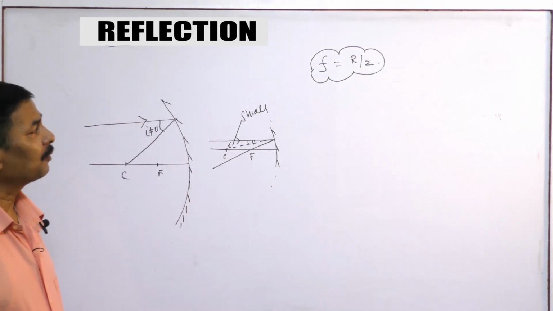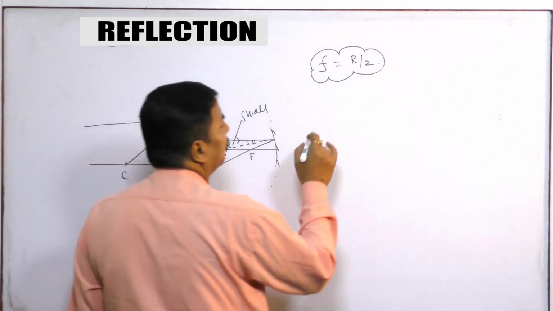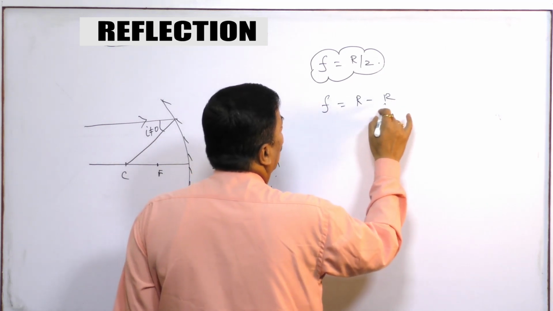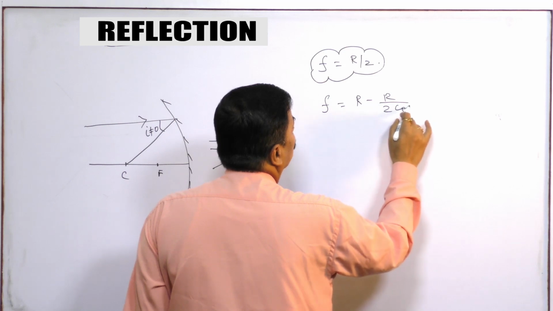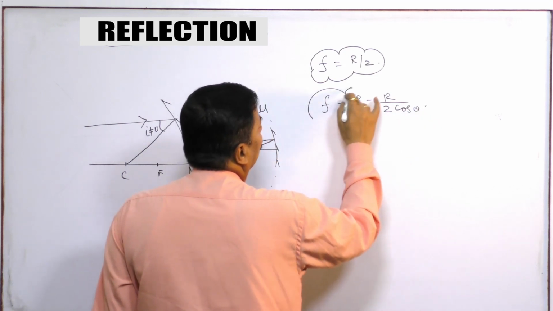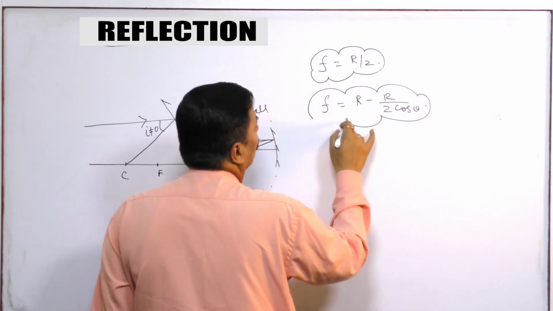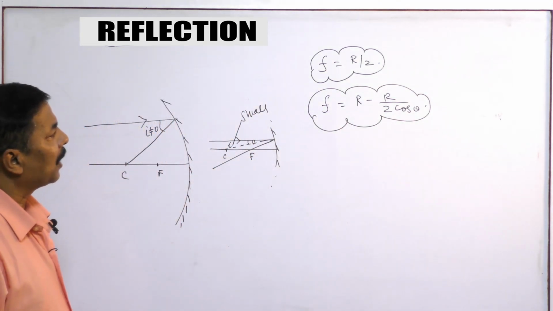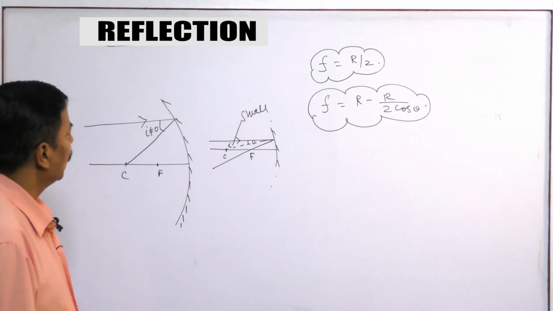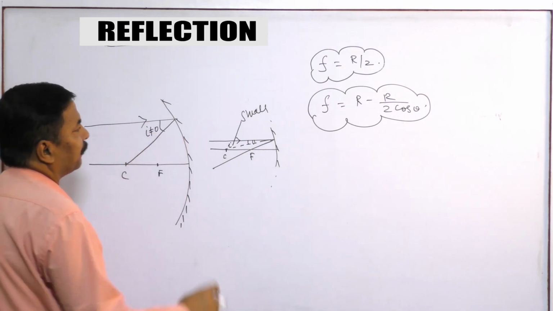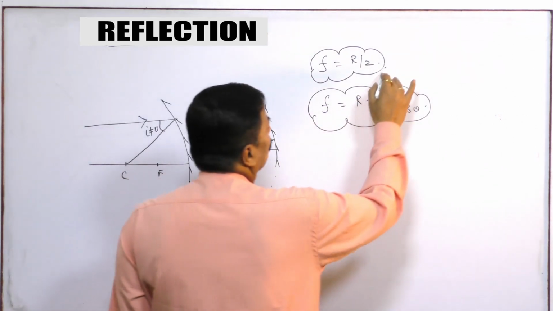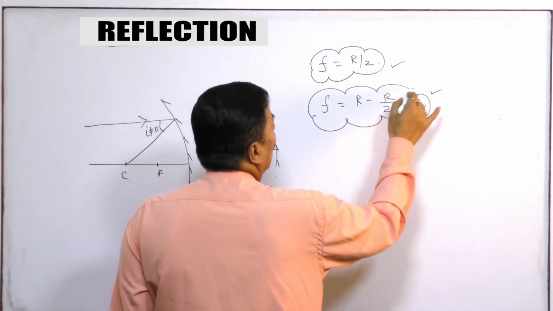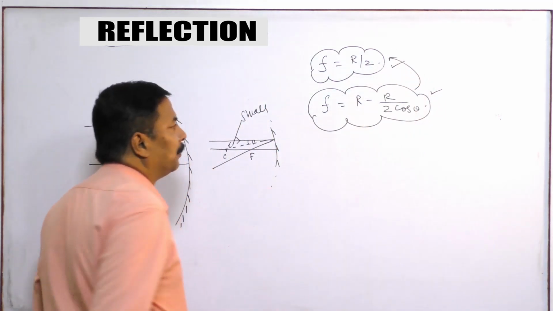If the mirror is of large aperture, then f is equal to R minus R by 2 cos theta. This has to be remembered. This is valid for a mirror of any size. F is equal to R minus R by 2 cos theta. Here this represents theta. I will prove this also, and from this I will derive this relation also.